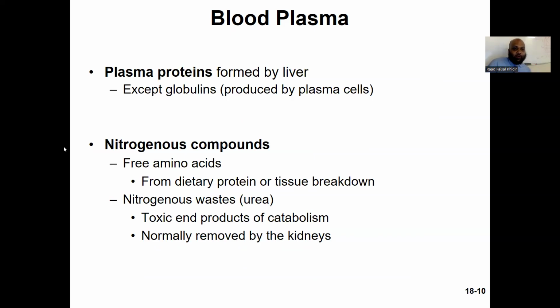Plasma proteins are formed by the liver, except globulins. Globulins are produced by the plasma cells. So people who have alcoholic liver disease, people that have cirrhotic liver disease, they have a problem making the plasma proteins. It means that they will not have what? They will not have albumin.